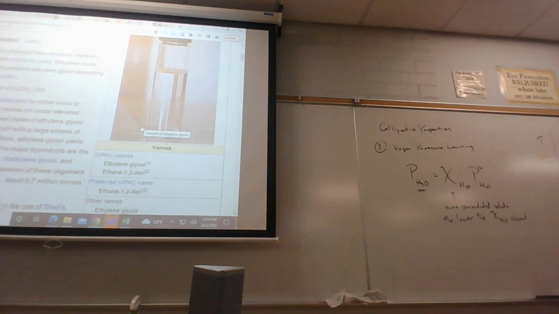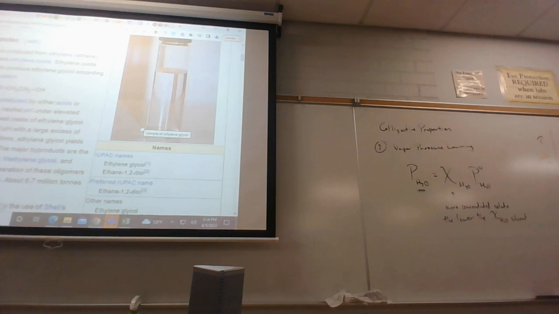So one big application, this is called melting point depression or freezing point depression, and boiling point elevation, is as an antifreeze slash coolant in your automobile. This is also the reason why they salt the roads and that kind of stuff. All right.